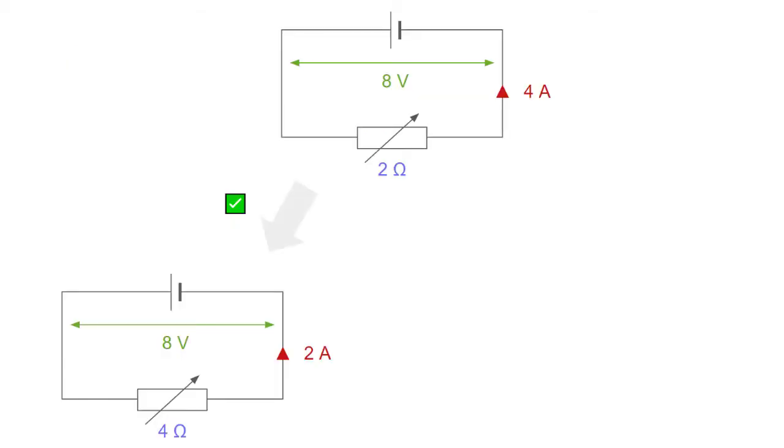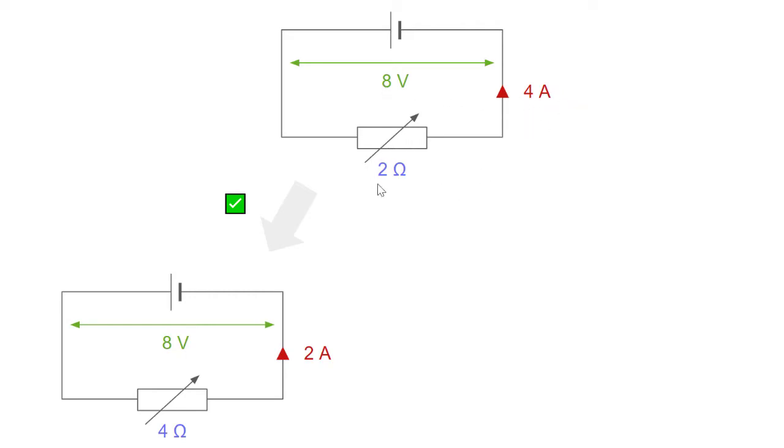And a little example sort of shows you this, I think. Let's have a look at this top circuit here. This says that the PD across the battery is 8 volts. I've got a 2 ohm variable resistor, and that gives me a current of 4 amps. Resistance is voltage over current, so 8 over 4 equals 2. Happy days. Okay, so that gives me this correct ratio.